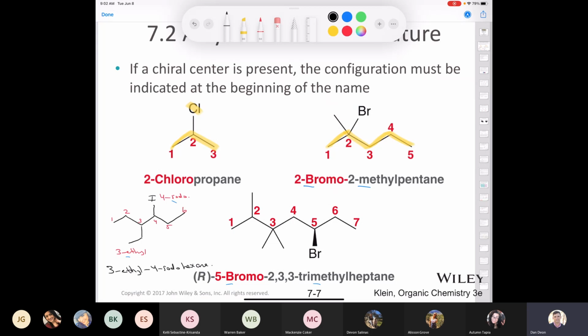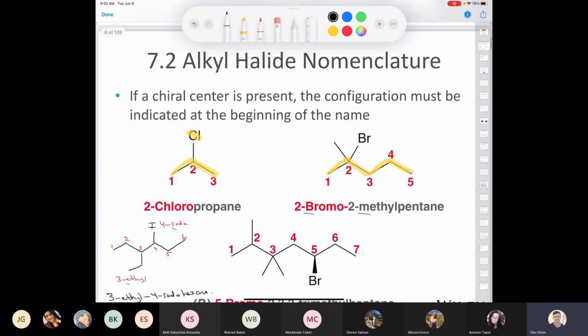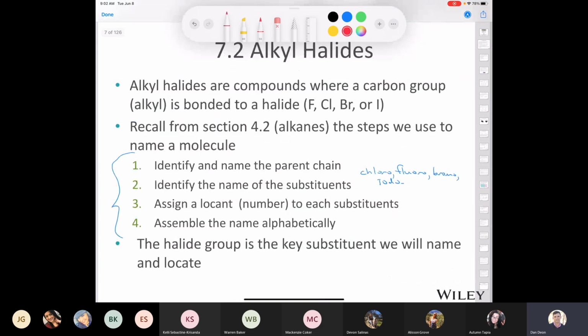The halogens are always treated as substituents, so we could even write that over here. We'll just write halogens treated as substituents.